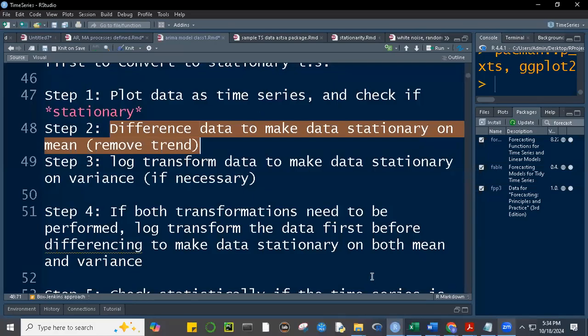Now what if, class, hindi constant yung variance? Pag hindi constant yung variance, class, no amount of differencing, kahit twice differencing ka pa. Kasi pwede yun, class. Kunyari, trend lang, tapos wala namang constant yung variance niya.